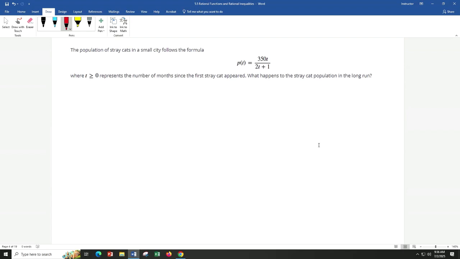what's t going to be? Well, what are these cats going to tend toward? What number? Well, realize that you have this. You have n is equal to m, which means this. You would take your leading coefficient of your top, which is just going to be the 350t, and divide it by your leading coefficient on the bottom, 2t. And that's going to end up to be 175.